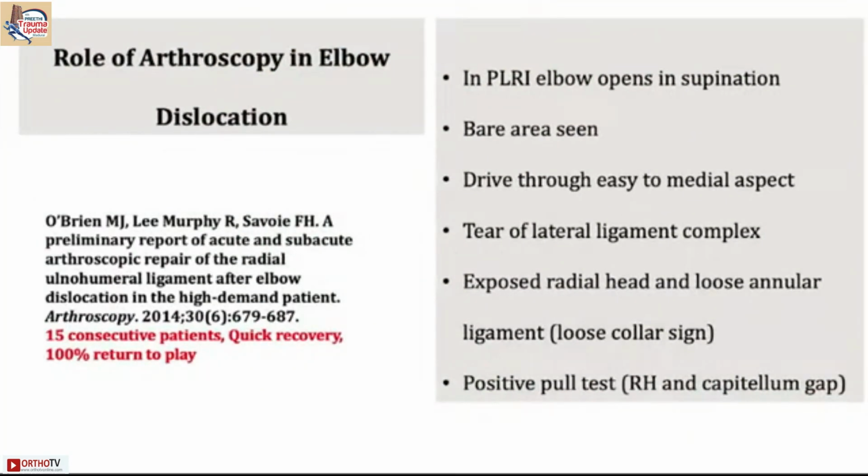Arthroscopy has been reported to be beneficial in the primary management of high demand patients. Findings include the bare area of the radius, easy drive-through to the medial side, loose annular ligaments, and a positive pull test. That is when the hand is pulled down, a gap appears between the radial head and the capitulum. They have reported 15 consecutive patients with quick recovery and 100% return to play.